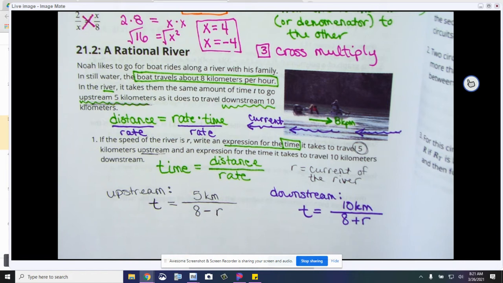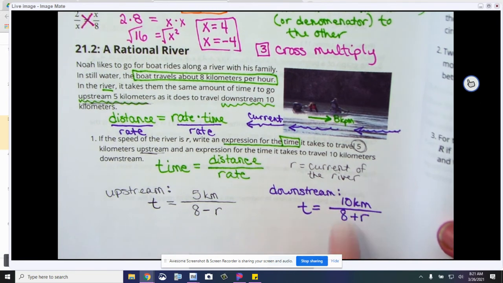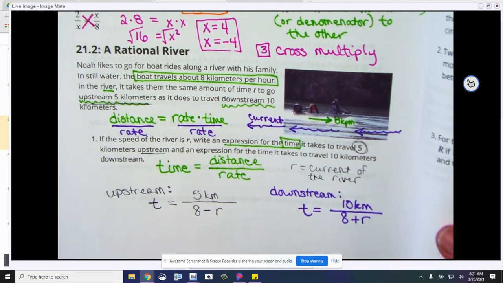So not only is the boat motor pushing the boat in one direction, now the current is also pushing it faster. That's why they can go farther in the same amount of time, because the current is helping them to go faster.